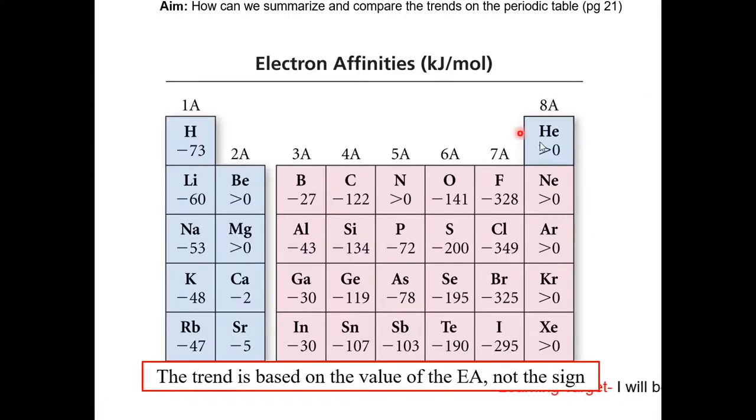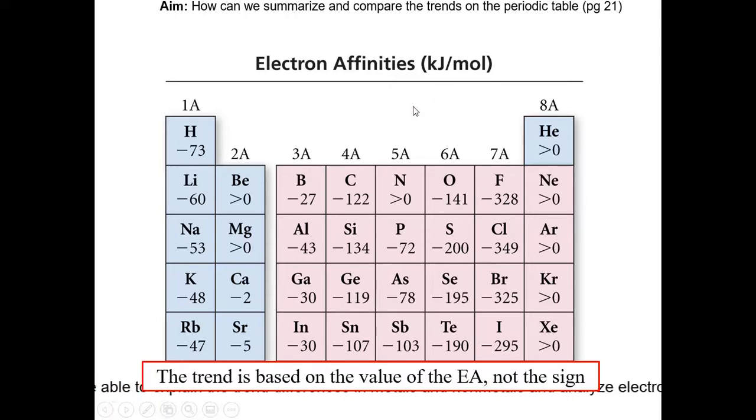So here we have a diagram that shows electron affinity of each main group element. Notice that we have negative and positive numbers. I'll explain what the negative and positive signs mean in later slides. But for now, we're going to figure out the electron affinity trend. So we're just going to base it off the value of the electron affinity, not the sign.